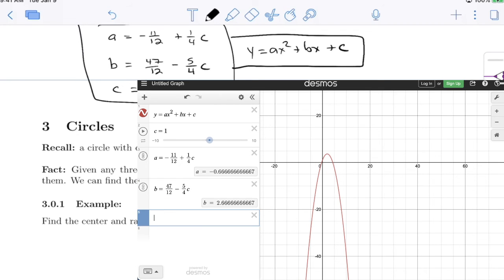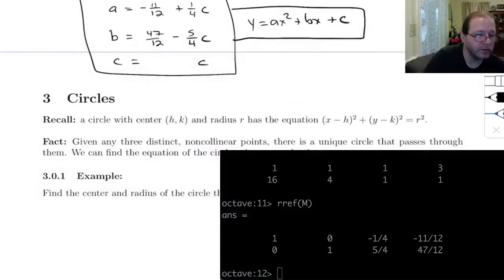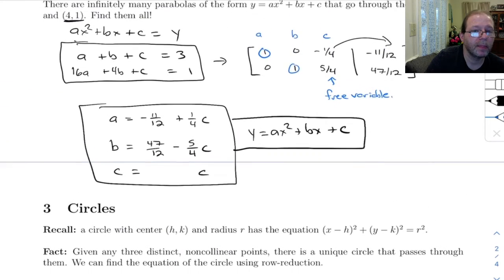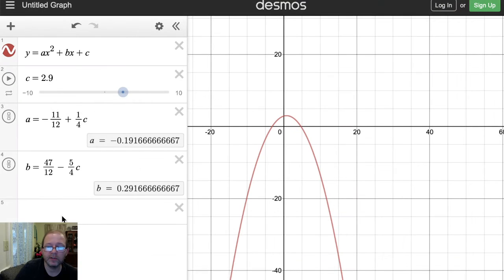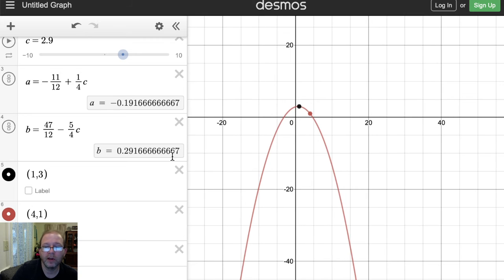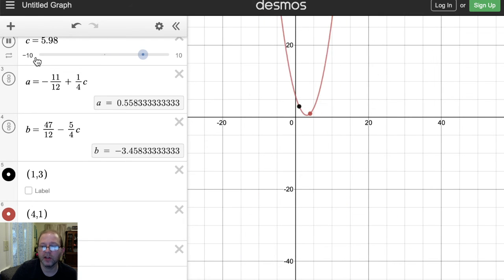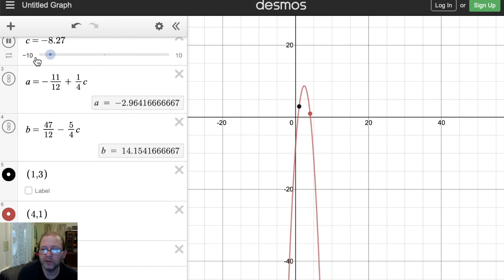All right, so notice that gives us a parabola there, and we can move it around. But what are those 2 points that we were supposed to have? So this is everything that goes through 1, 3, and 4, 1. So let's graph those on here, 1, 3, and 4, 1. All right, so we've got those 2 points there. And if I take this C and start letting it move around, this gives us all the parabolas that go through those 2 points.